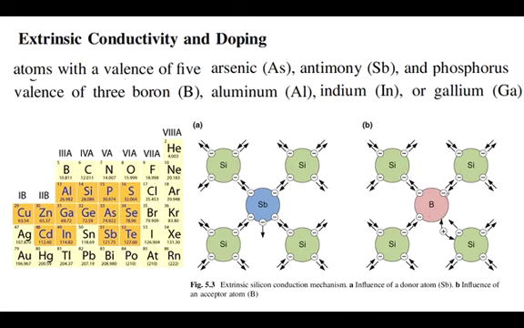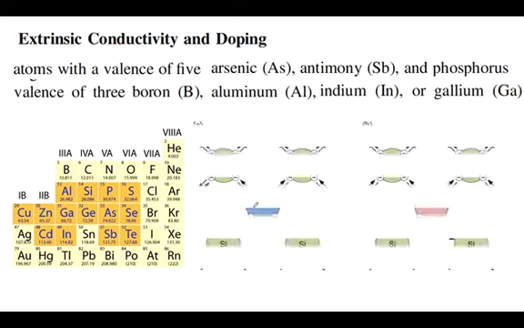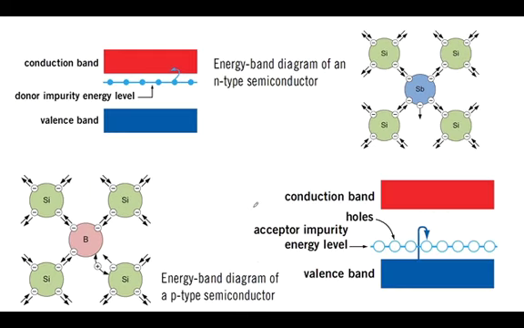Similarly, in the case of boron, a 3 valence electron atom, the 3 electrons in the outermost shell are shared with 3 nearest silicon atoms, but since it has one less electron, it introduces one hole into the material. So this will be a p-type material, and this will be an n-type material, right? Now what happens here? When you dope, look at the electronic structure, the energy band diagram of an atom for n-type material.